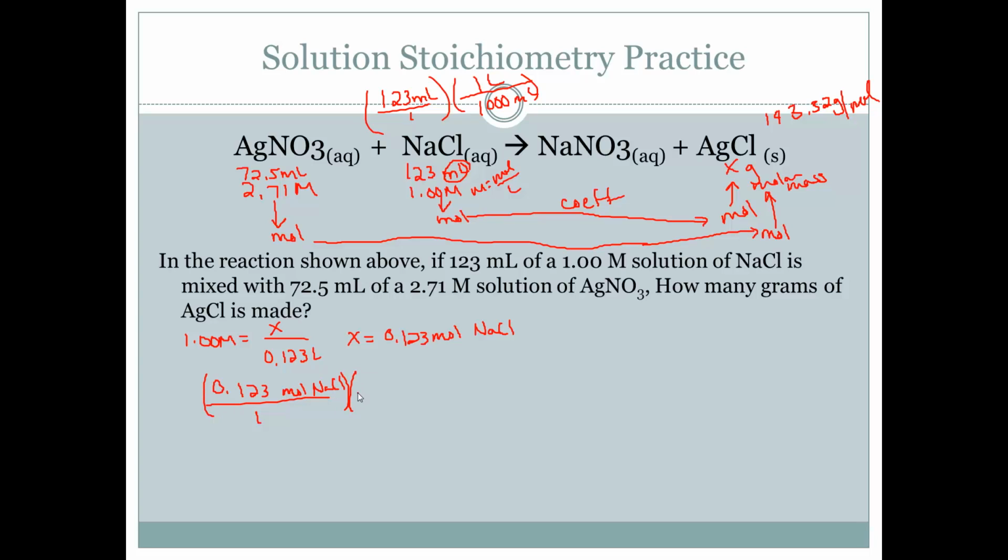We have moles of NaCl on the top, right here in our track. That means I need 1 mole of NaCl because the coefficient of NaCl is 1. We go to the coefficients to bring us over here. The coefficient of AgCl is 1.